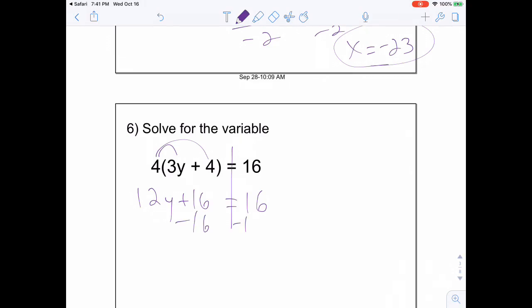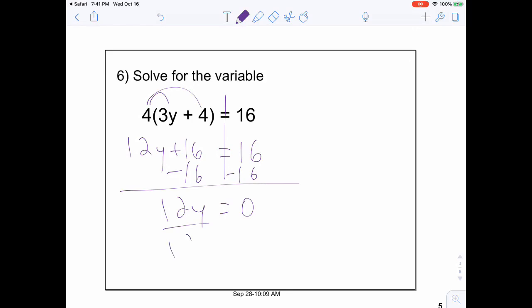I subtract 16 from both sides. 12y equals 0. You're not done here. Okay, and there is a solution here. I divide by 12, divide by 12. A 0 divided by anything is 0.